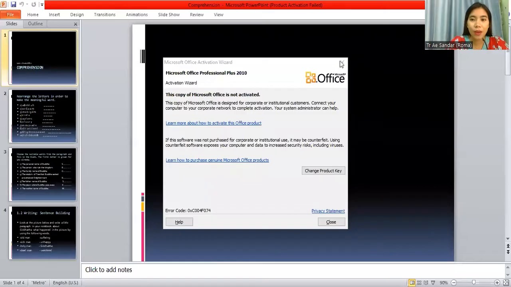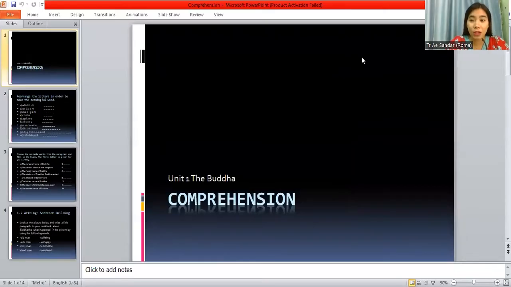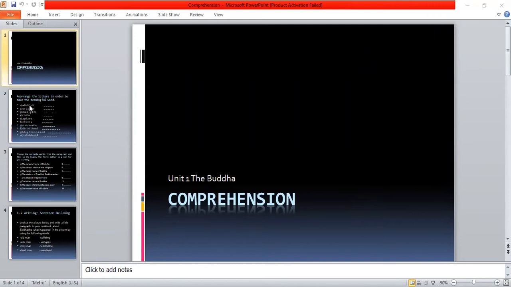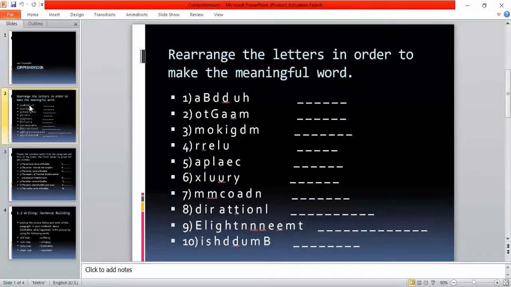Okay, so we already finished the border. That's why we have to look at the comprehension. We have to do the comprehension exercise. So, let's see the border comprehension. Let's see. Okay. We arrange letters in order to make meaningful words.